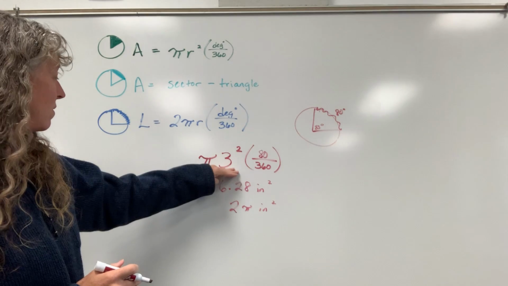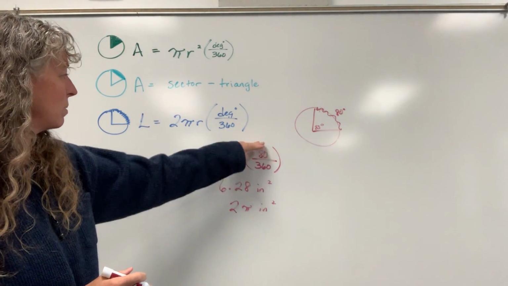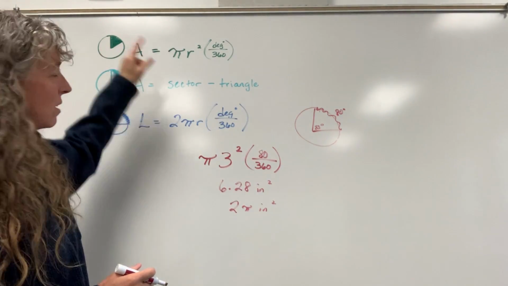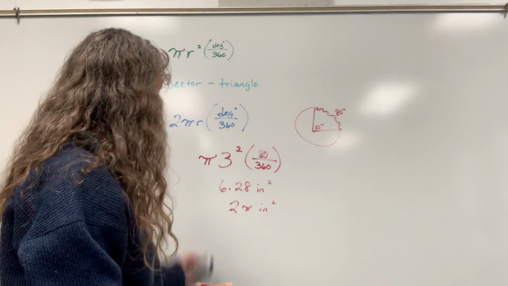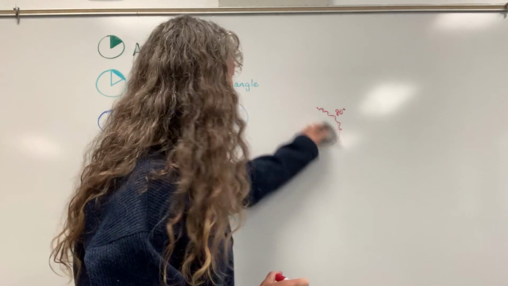So you do the area of the circle using the radius, and then you just multiply it by the degree of my sector over 360. I think it should be not too bad for you. So let's try another one.